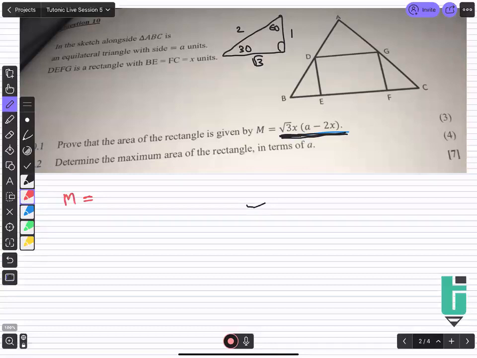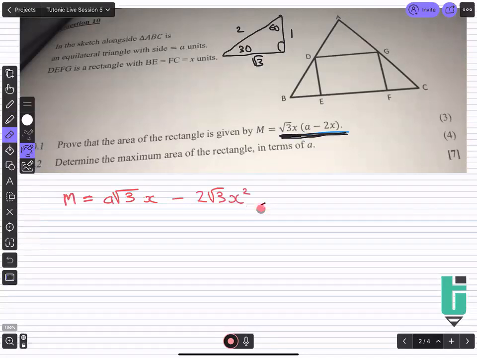Multiply out, right? So root 3 a x, or a times root 3 x, whatever. Let me just make it easier for ourselves. A times root 3 x minus 2 root 3 x squared. That's the equation for the area of the triangle. What is the derivative? Who wants to do the derivative for me?